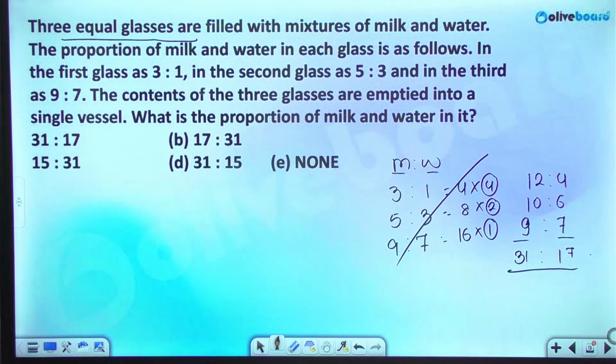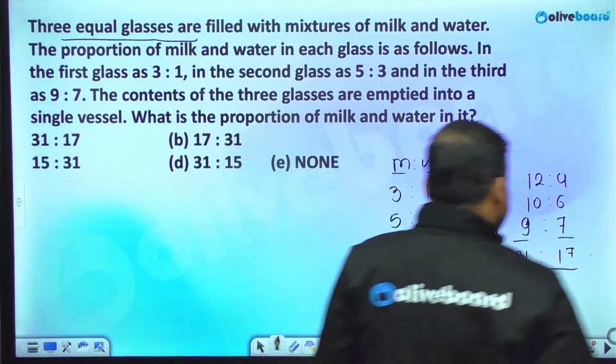So the ratio of milk and water after mixing will be the ratio of 31 and 17.